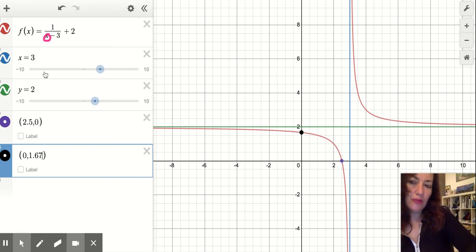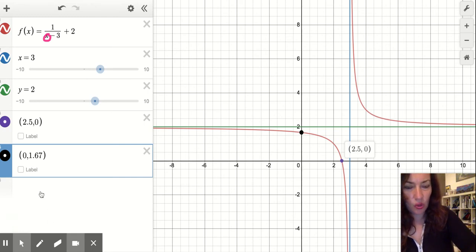So we have our vertical asymptote is x equals 3. Our horizontal asymptote is y equals 2. We have an x-intercept right here, as you can see, at 2.5 comma 0. We have a y-intercept when x is 0 at 1.67.